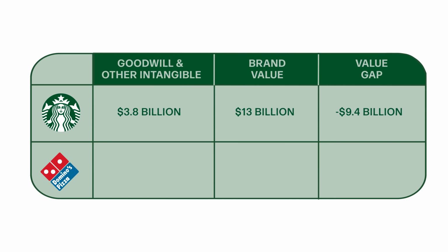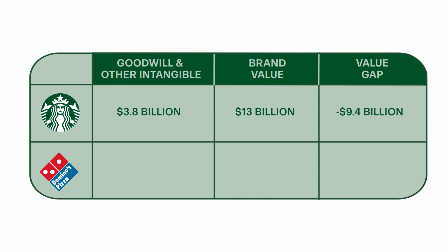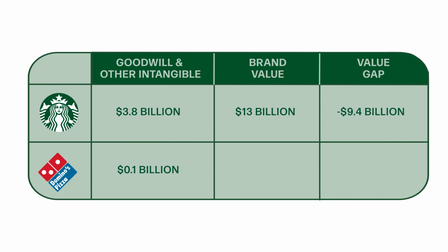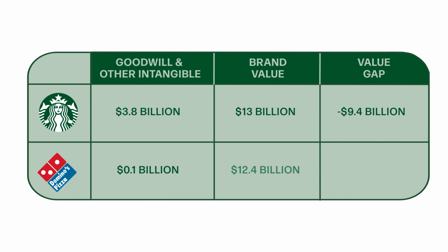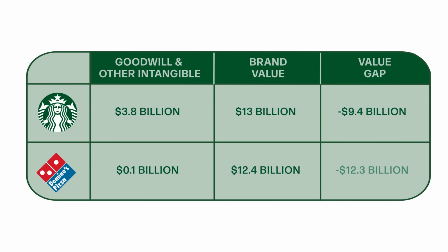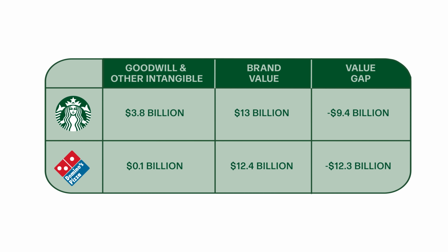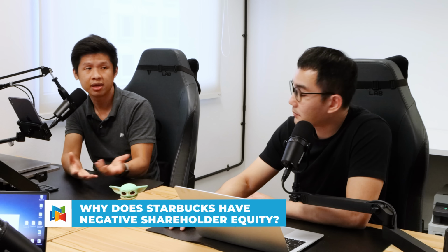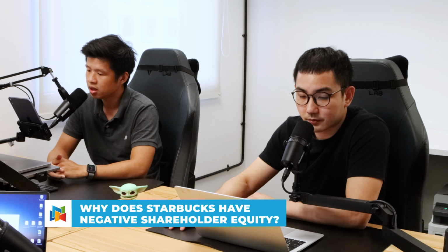Yes, correct. And if you look at Domino's, their goodwill and other intangibles are about 113 million, and the brand value is about 12.4 billion. And all these are not reflected in the books because of accounting, because you can't put a value to the brand. I'm not sure how they come up with those numbers, but we can agree that there's a hidden value in the brands that they have, and it's not reflected in the balance sheet. I think that's what Victor is trying to explain.